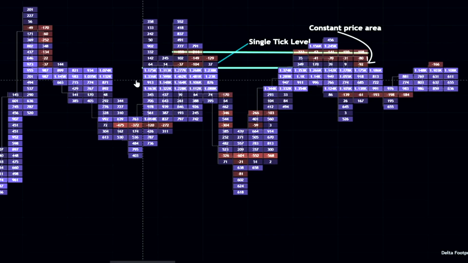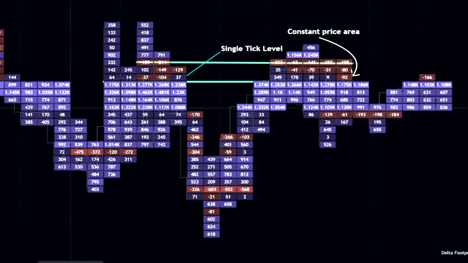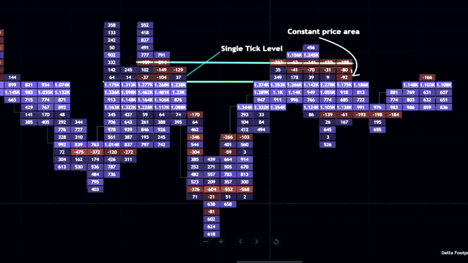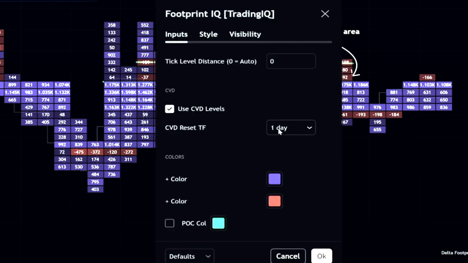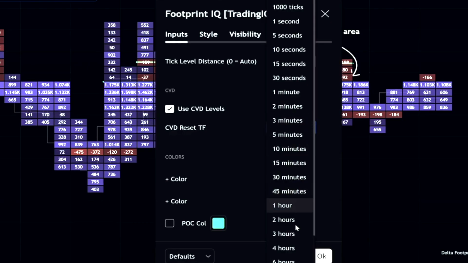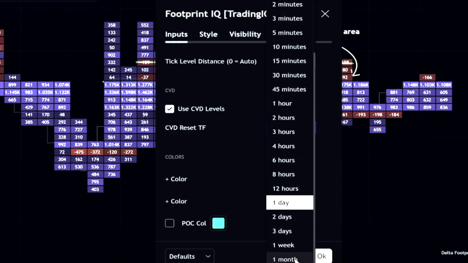So Footprint IQ doesn't just show you fixed tick level volume delta values. It also gives you CVD values at those tick levels, so you can track volume delta trends over time. Plus, you can set the CVD reset time frame. Right now, I've got it set to 1 day. So every new day, CVD resets to 0 and starts fresh. But you can tweak this to 1 hour, 12 hours, a week, whatever works for you.